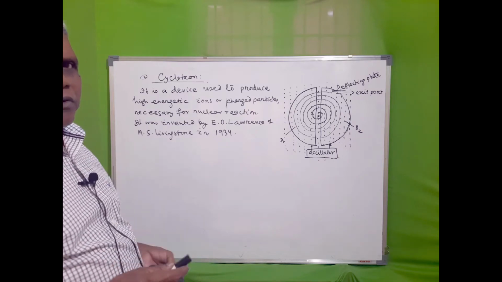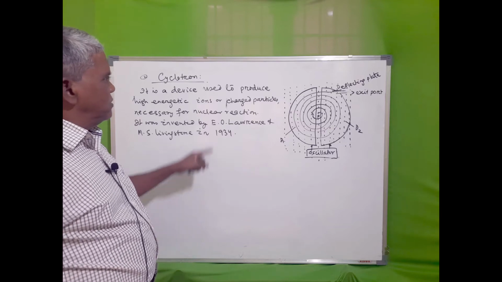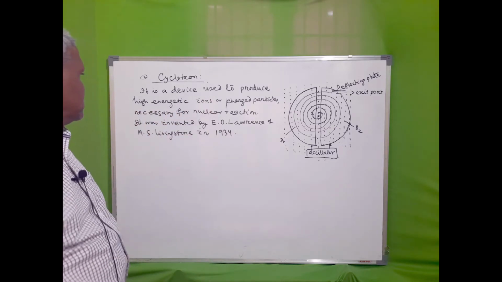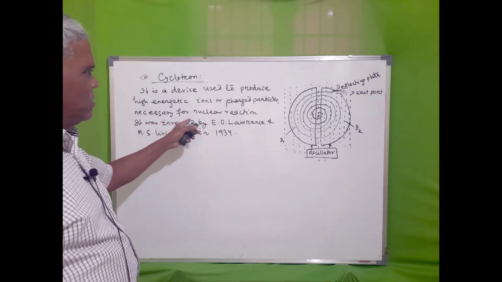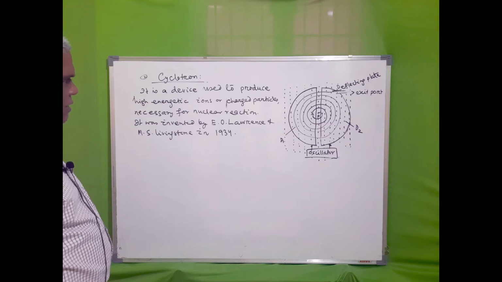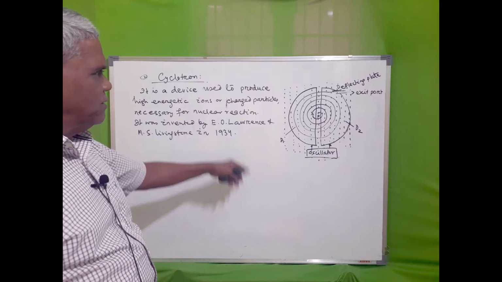Working of a cyclotron. It is a device used to produce high energetic ions or charged particles necessary for nuclear reaction. It was invented by E.O. Lawrence and M.S. Livingston in the year of 1934.